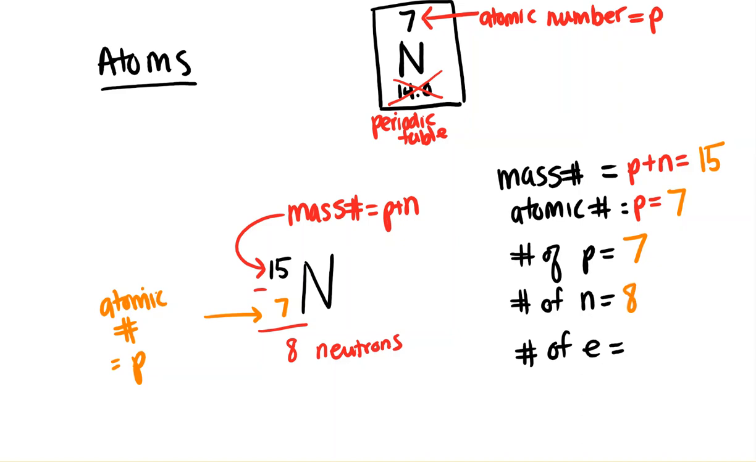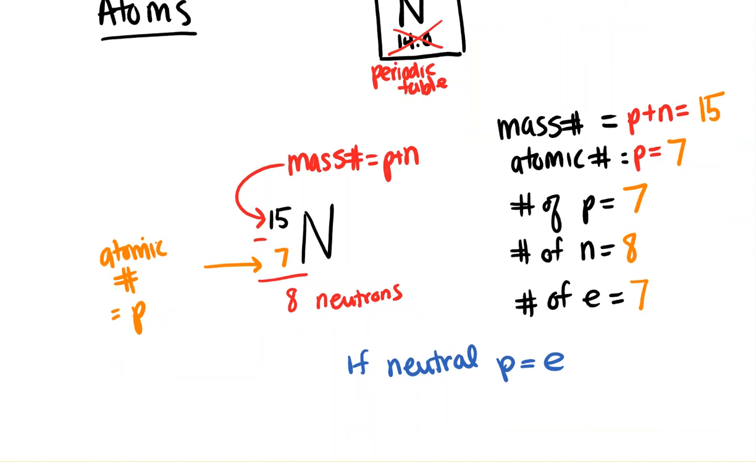And then for the number of electrons, if it's neutral, which this is, it looks like we have to have 7 electrons. If it's not neutral, you can go by the fact that the charge of the atom is equal to protons minus electrons, since electrons are negative.